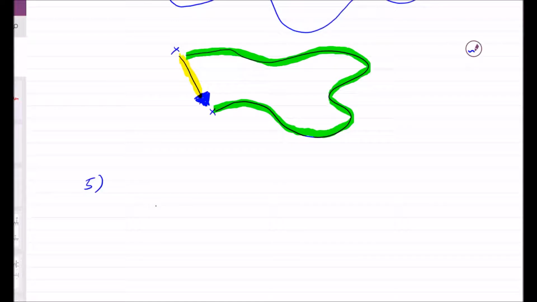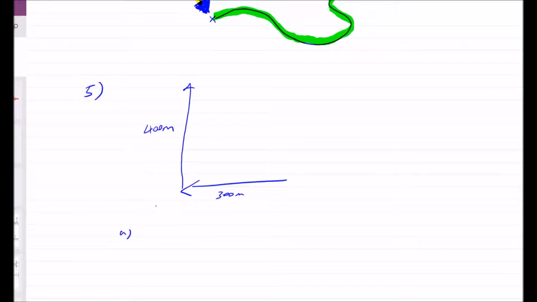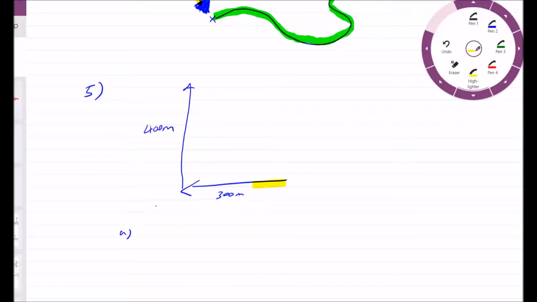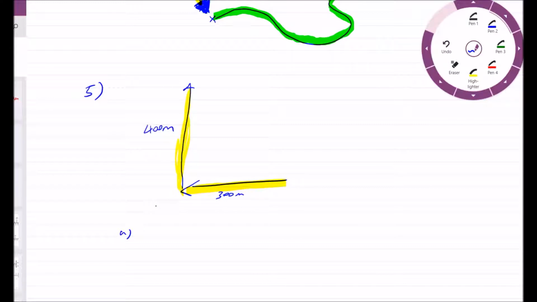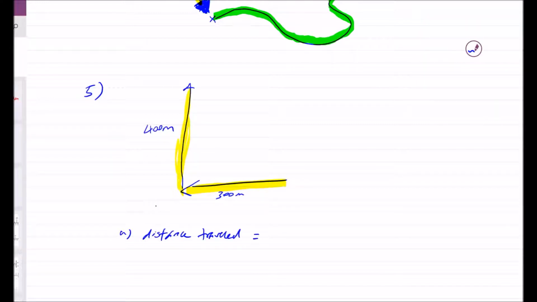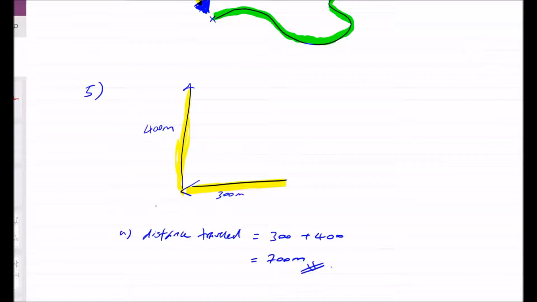Question 5. Alex drove 300 meters west along PIE, and then 400 meters north along CTE. So this is 400 meters. Part A of the question asks you to find the distance traveled. The path that I'm highlighting in yellow is the distance traveled by Alex, the actual route that he took. So distance traveled equals 300 plus 400 meters, which equals 700 meters. So this is the distance that Alex traveled.